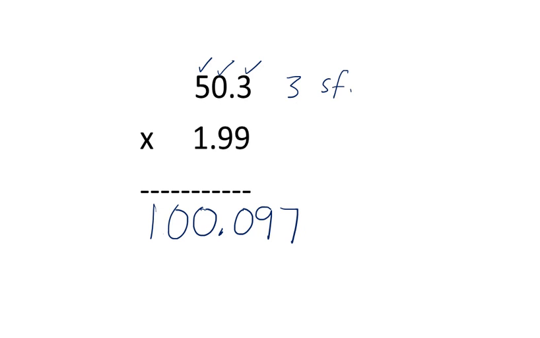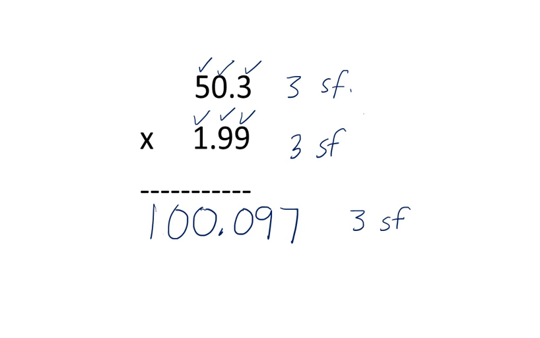Let's try another example. Multiplication again. 50.3 times 1.99. So the answer that we get here is 100.097. That's the calculator answer. So once again, here we count the significant figures. The number 5 and 3 are significant. The middle 0 certainly does count. So we have 3 significant figures in that number, and we have 3 significant figures in the second number as well. So we have to be consistent and express our answer with 3 significant figures as well.